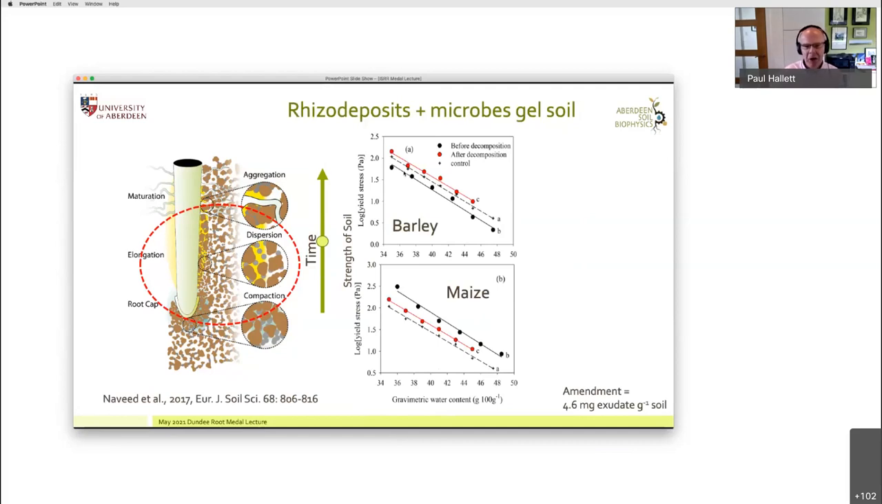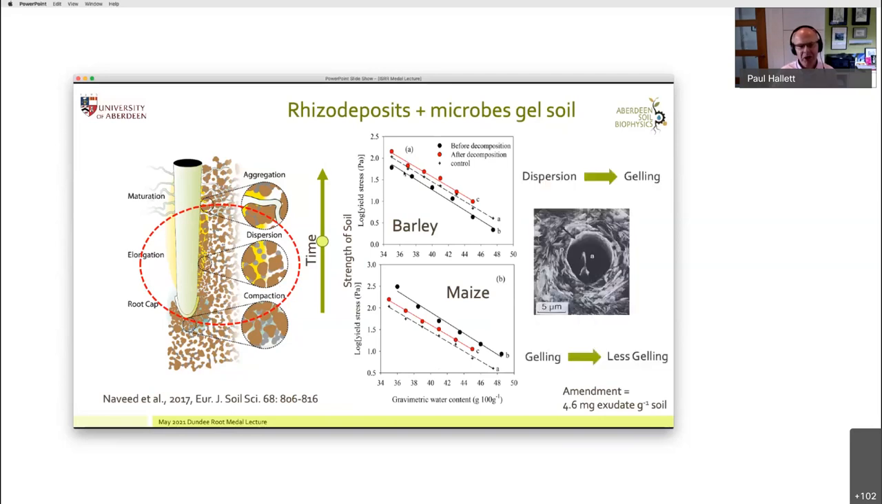So again, we look at barley at the top, and this is simply the same conditions, but we either tested it right away or allowed it to decompose for 2 weeks in the lab. And from this, you can see you've got this initial dispersion, so the soil becomes weaker with barley exudates added to it. But then after it's been decomposed, it becomes strengthened. So we've got a dispersion followed by a gelling, whereas in the maize, it gels it together really well.